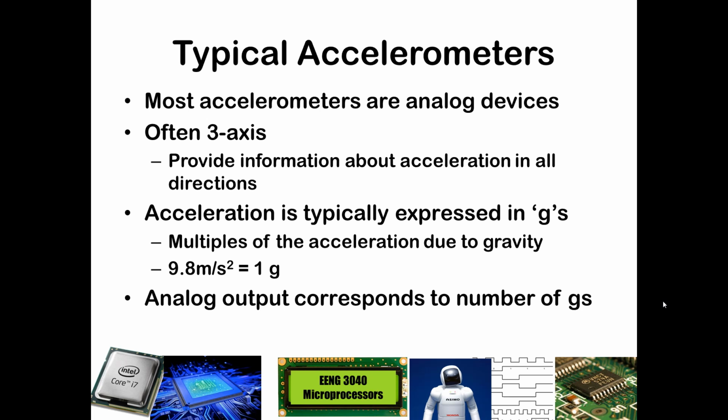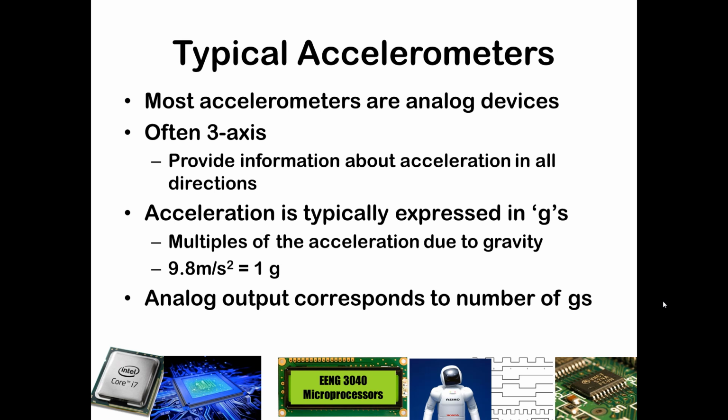Accelerometers also are often three-axis accelerometers. So when we're thinking about motion, we're not just thinking about movement along a single axis. You could move up and down. You could move left to right. You could move in really three different dimensions. And so you want to think about how you can measure the acceleration in all of those different dimensions.